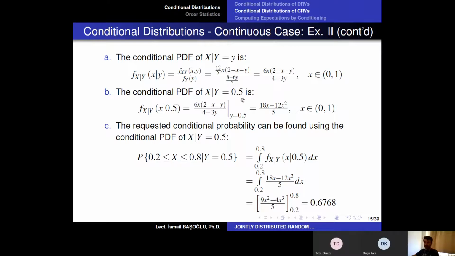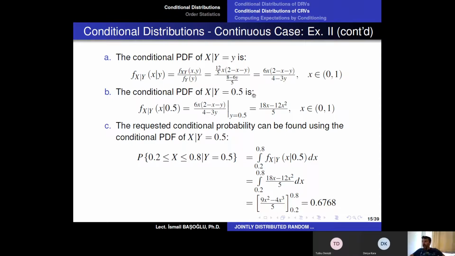When y is specifically determined, for example here, you plug it into the function that we are observing. And when you plug in 0.5 in place of y, you get (18x minus 12x squared) over 5. So that is the conditional PDF of x, given that we observe y to be specifically equal to 0.5.